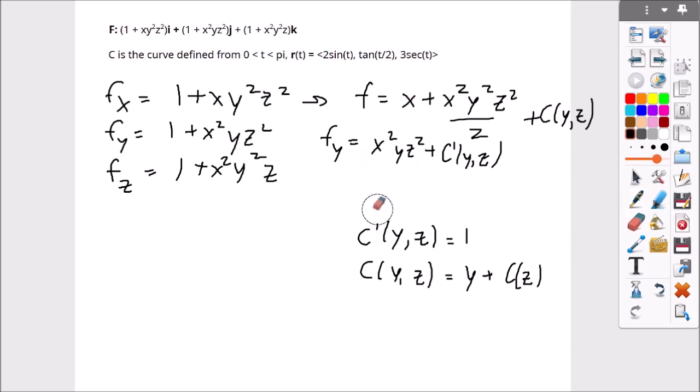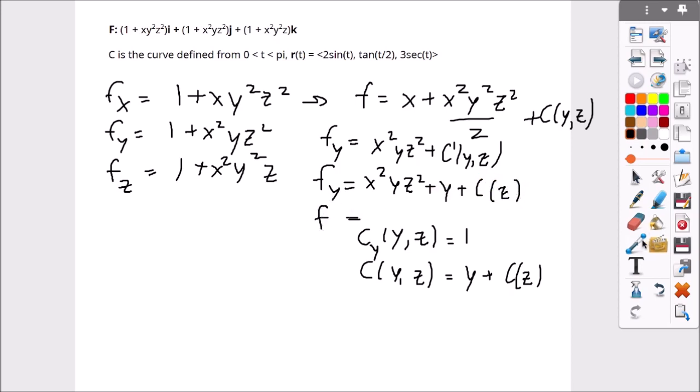of c with respect to y, I guess to make it clearer, I should do this. So c sub y of yz is 1, so c is y plus c of z, because if you take the derivative of c of z with respect to y, you will get 0. So it's y plus c of z. Okay, so then now you'll have f sub y is x squared yz squared plus y plus c of z.